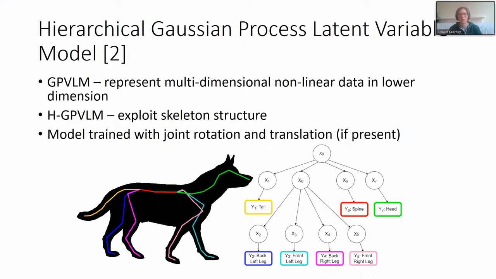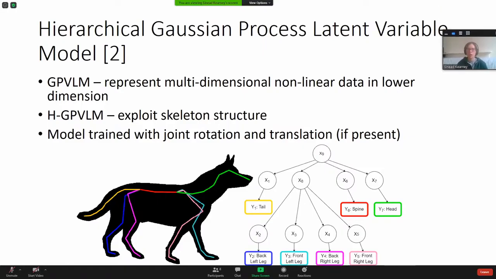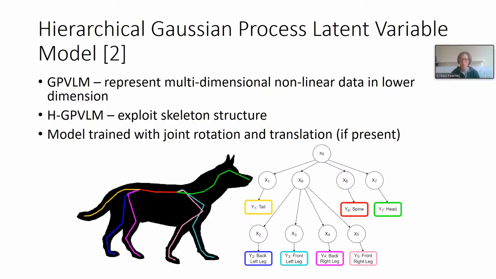The HGPLVM is a generative model. It can be used to represent multidimensional nonlinear data in lower dimensions. The hierarchical version of this model means that we can exploit the skeleton structure in the dog motion data.